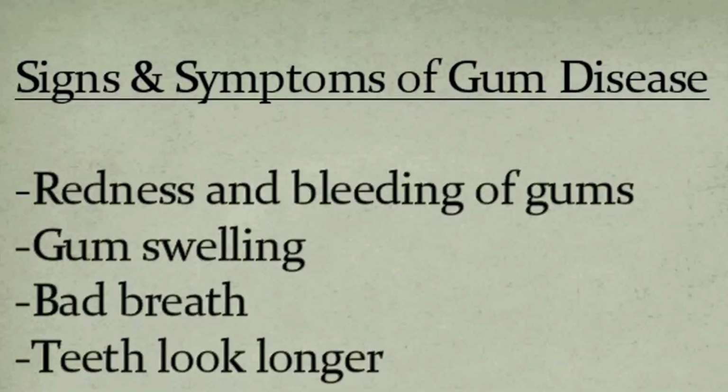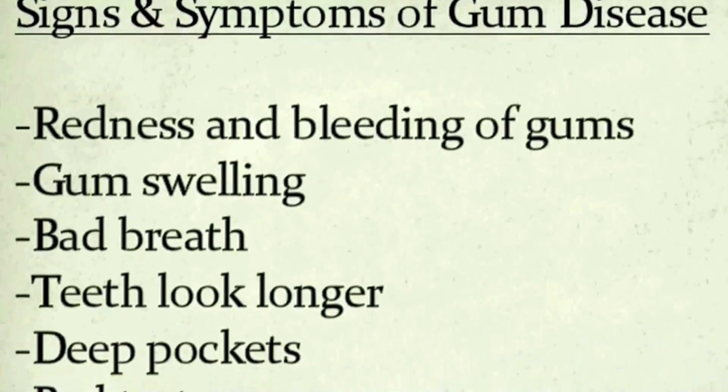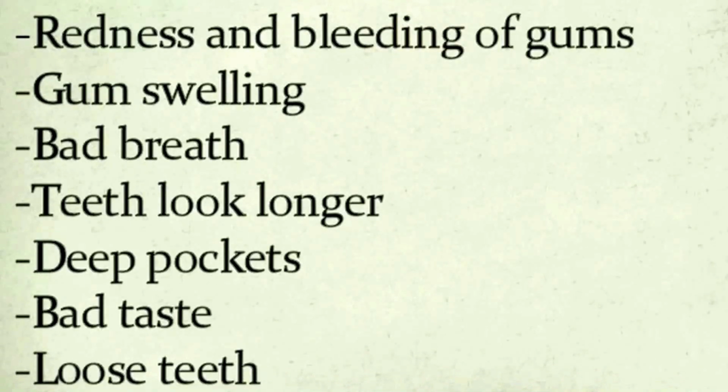So, signs and symptoms of gum disease. Redness and bleeding of the gums, gum swelling, bad breath, teeth looking longer. You used to hear people say they look long in the tooth when they age. Deep pockets around the teeth, okay, and then a bad taste in their mouth, which is related to the constant infection and pus coming out from those deep pockets, and of course loose teeth.